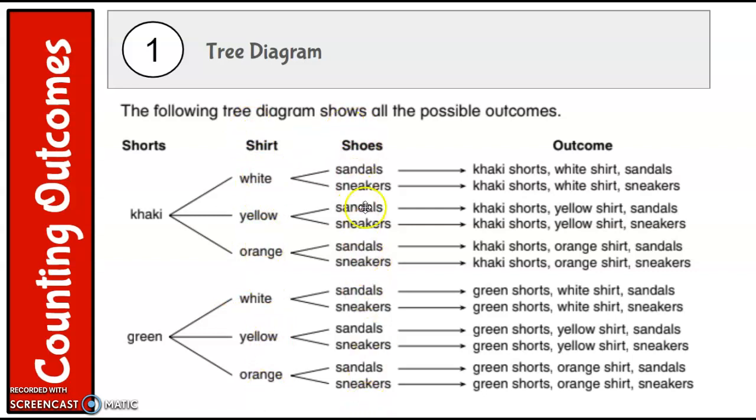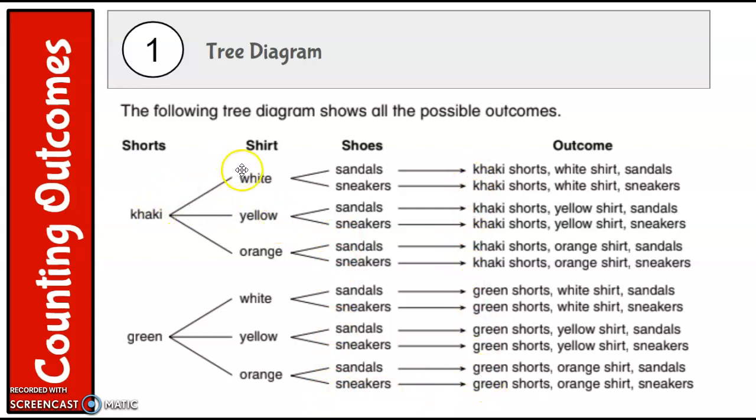And then off of each shirt, so this is a second event, choosing the shirt, and this is a third event, choosing the shoes. So off of each possibility of shirt, you're going to put both possibilities of shoes, sandals and sneakers, and so on. And then this leads to all of my different outcomes.